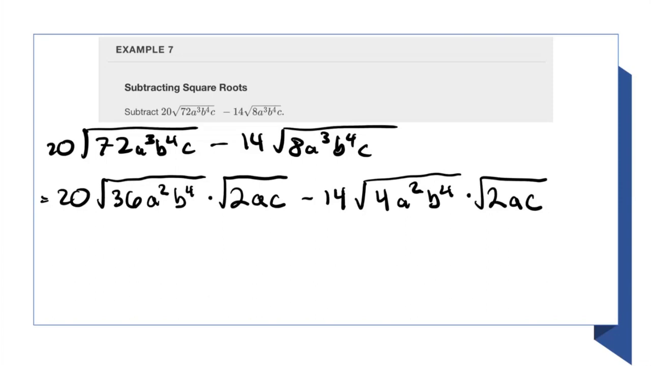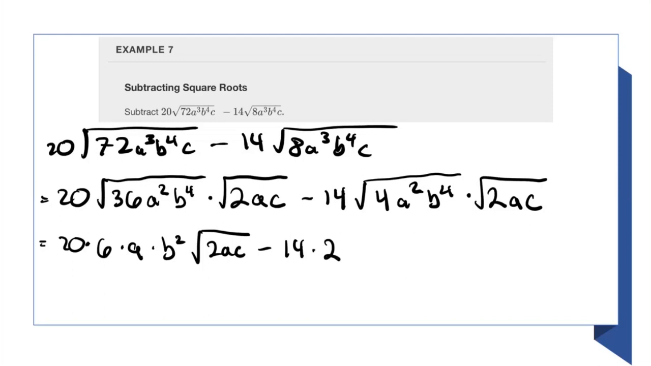So let's simplify these perfect squares. Now we got a 20. Square root of 36 is 6. Square root of a squared is a. Square root of b to the 4 is b squared. And then what's left over looks like the square root of 2ac. 14 persists. Square root of 4 is 2. Square root of a squared is a. Square root of b to the 4 is b squared. And again, we have this square root of 2ac left over.